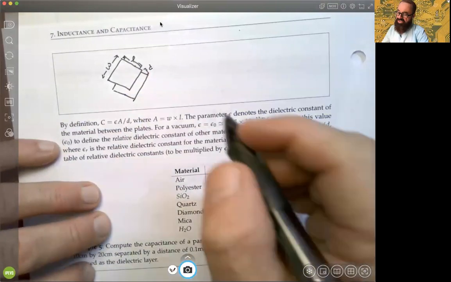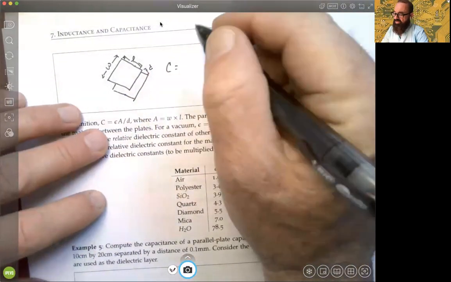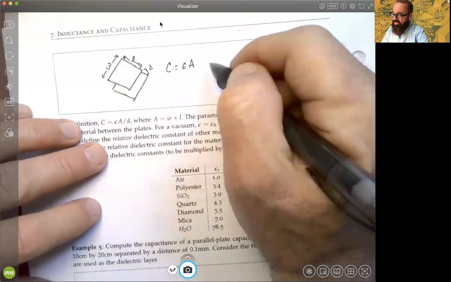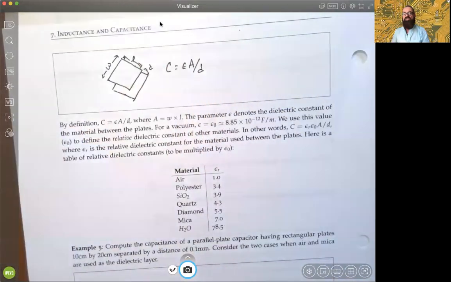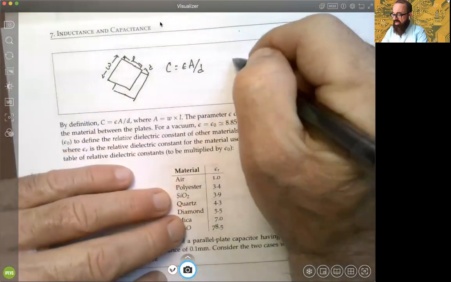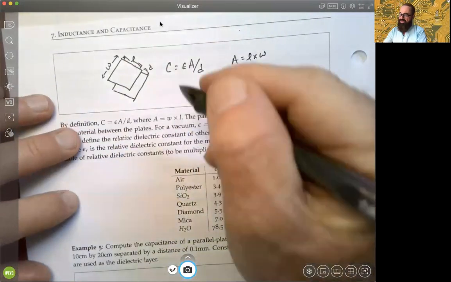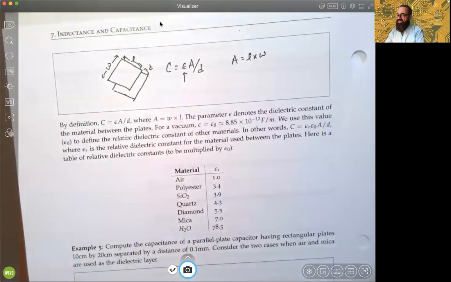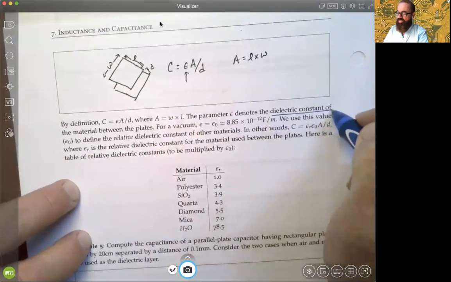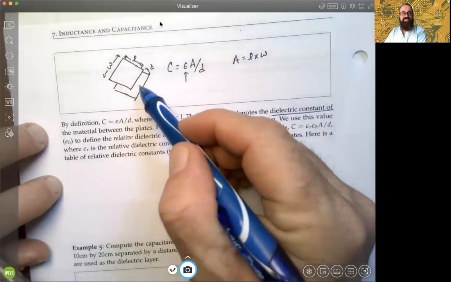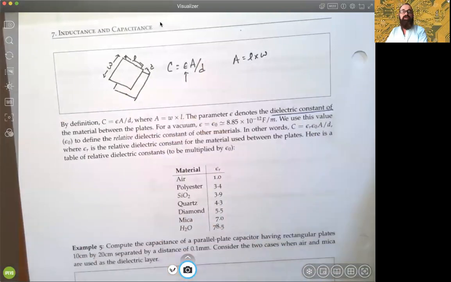So by definition, what capacitance is in this physical framework is this particular value, epsilon times the area of the plate divided by the distance between them. So that's the distance between the plate. So again, the area, of course, is just length times width, or width times length, either way. And this new parameter here, epsilon, is what's called the dielectric constant of the material. So this is a material property, all right? Because capacitance does depend on what that dielectric layer is between the two plates, okay?